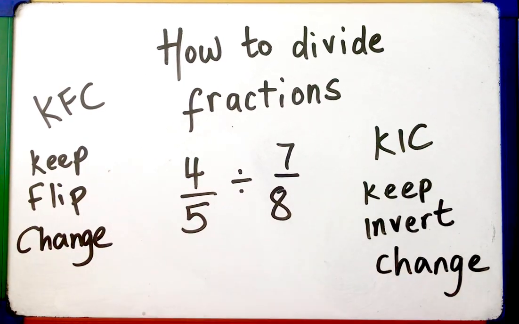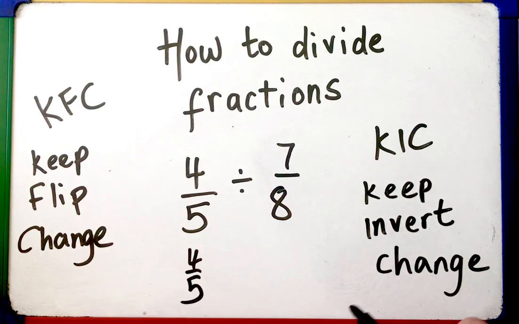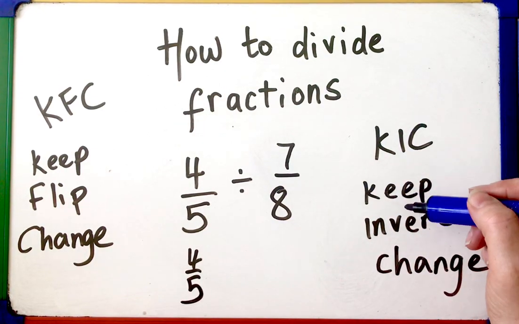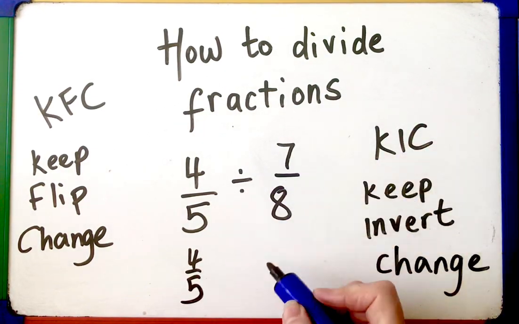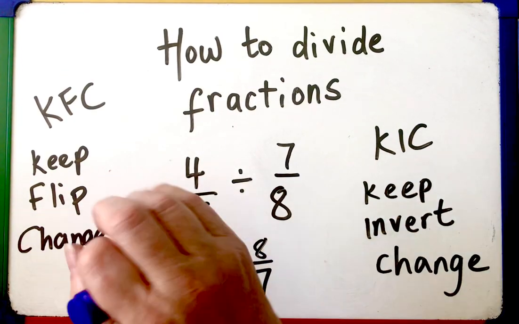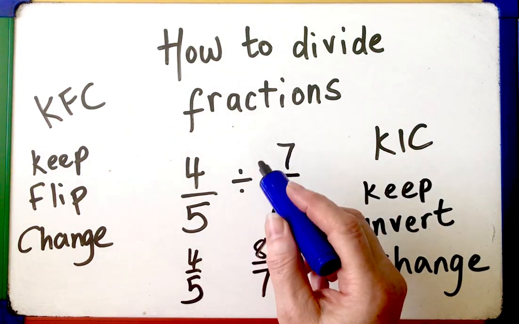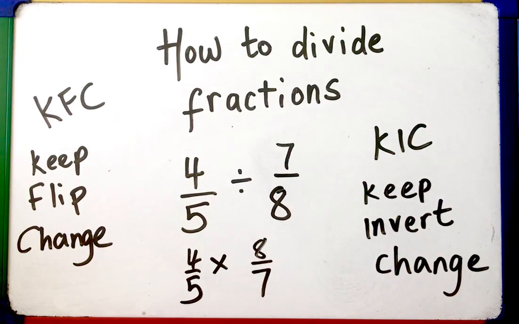What am I talking about? Well, the K is keep it. The I, the invert, is turn it upside down. Instead of 7/8, we're going to have 8/7. The flip, flip it upside down. And change, this change is regarding the sign. We're changing it to its inverse, multiply.